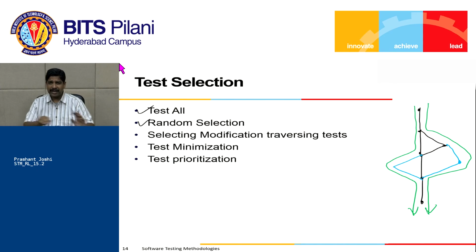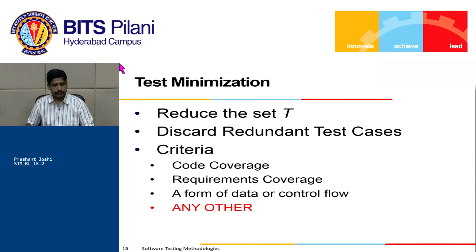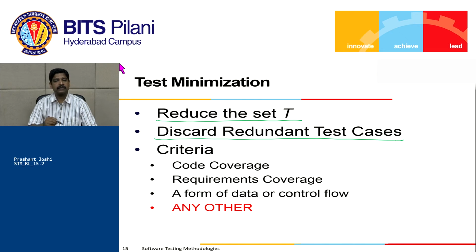The next is the minimization and prioritization, which we'll talk about as we go along. So minimization. Minimization is clear reduction. Reduce the set to a lower number. One of the things that comes to my mind very clearly is discard redundant test cases. If you're really designing prudently, you will definitely not have redundant test cases. But if you find one, discard it.